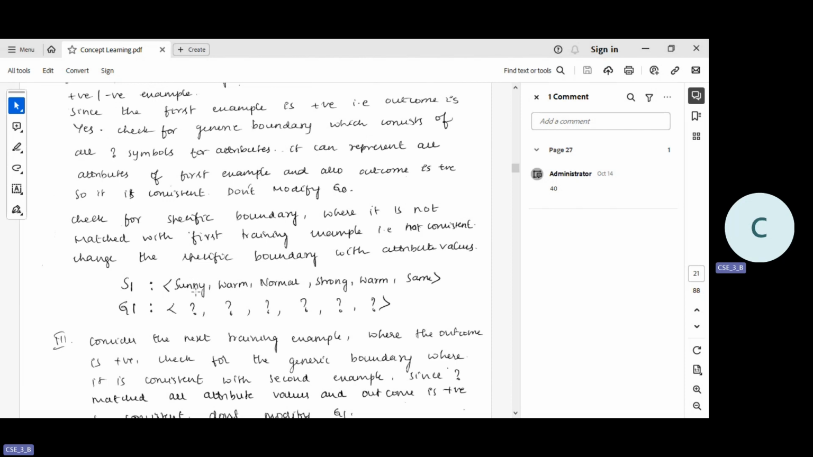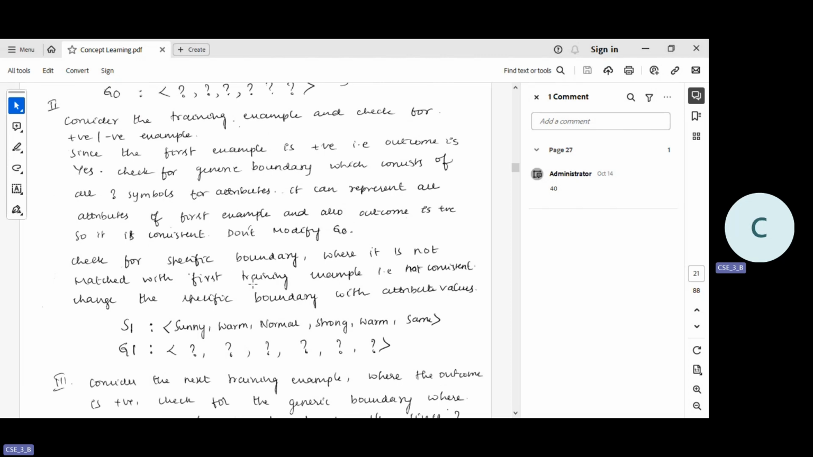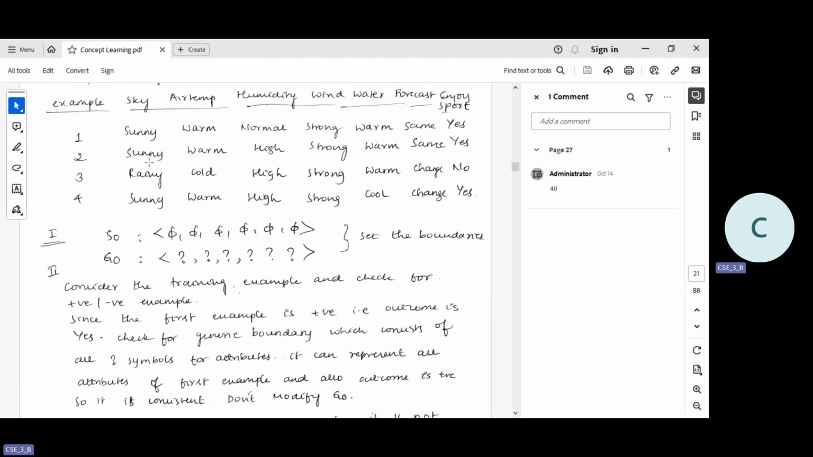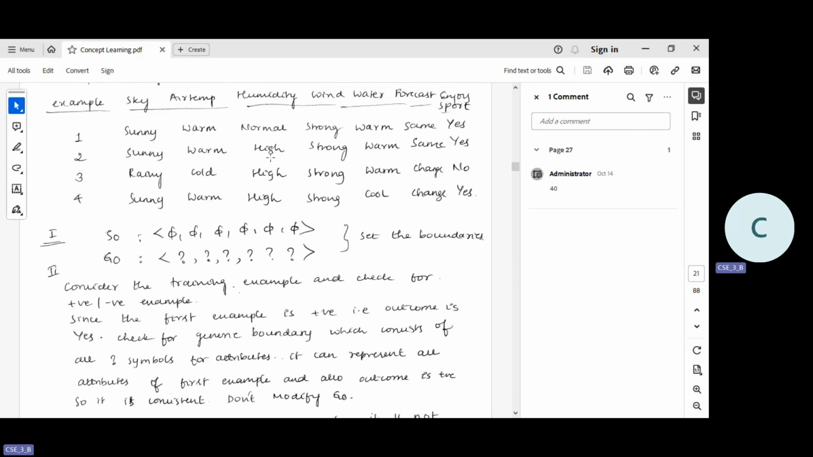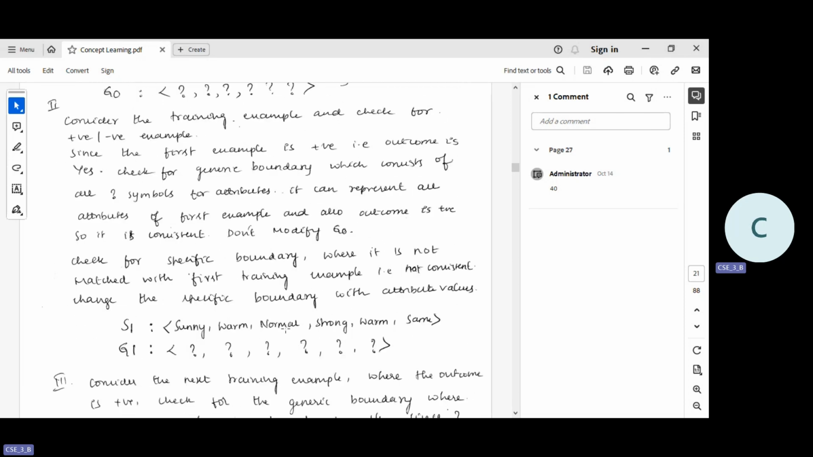We can observe the first attribute value as sunny, and in the training example, again, it is sunny. So there is no replacement. And the second attribute value is warm, and we can see warm is there again. And here it is high, and here it is normal. So it is not matched. So now what we are supposed to do? We are replacing this by the question mark.